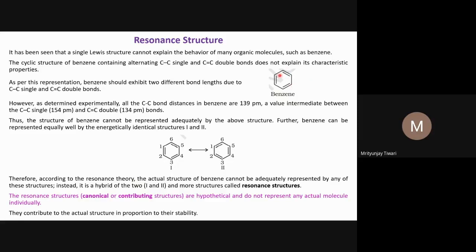For example, if you look at this benzene molecule, in this structure we see single bonds and double bonds at alternate positions. What does it mean? This bond should be a double bond, so its bond length should be about the carbon-carbon double bond length. And this is a single bond, so the carbon-carbon single bond should be longer than the carbon-carbon double bond.